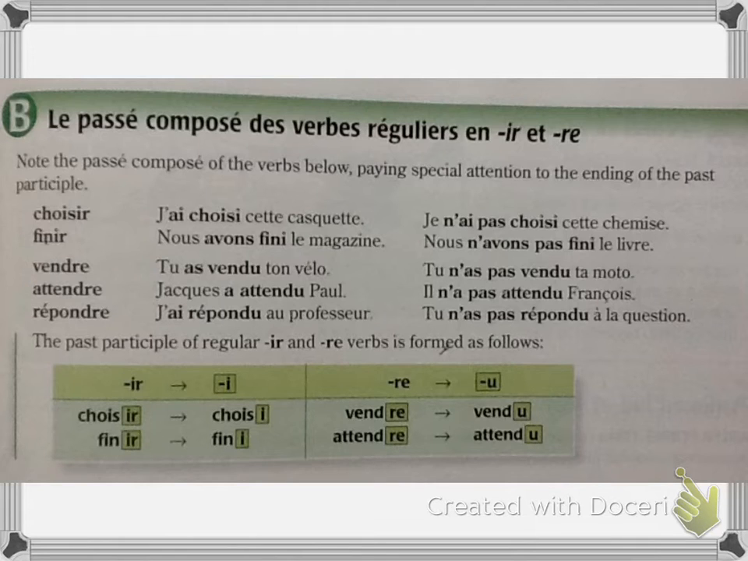The past participle of regular IR and RE verbs is formed as follows. So when we have IR verbs, we take off the IR and we add the I. So choisir becomes choisi. Finir becomes fini. For regular RE verbs, we take off the RE, we add the U. So vendre becomes vendu. Attendre becomes attendu.